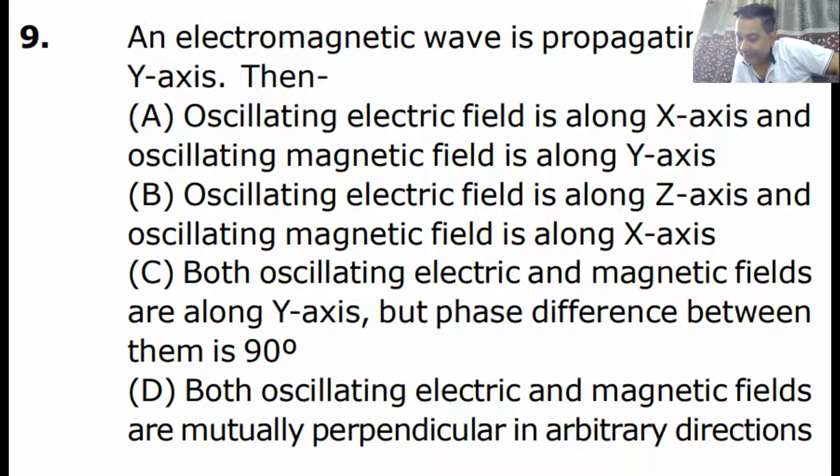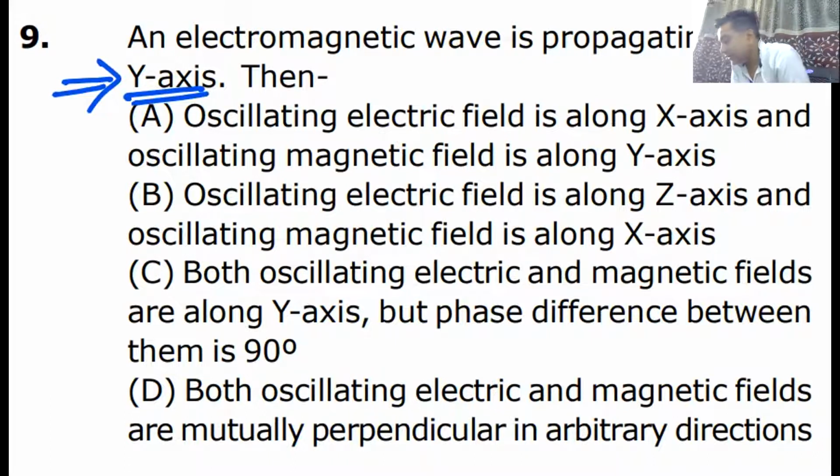A, sir. Oscillating electric field is along x-axis and magnetic field is along y-axis. No, beta. The electromagnetic wave is moving along the y-axis. Electric and magnetic fields will be perpendicular to the y-axis. Think again. Think harder.